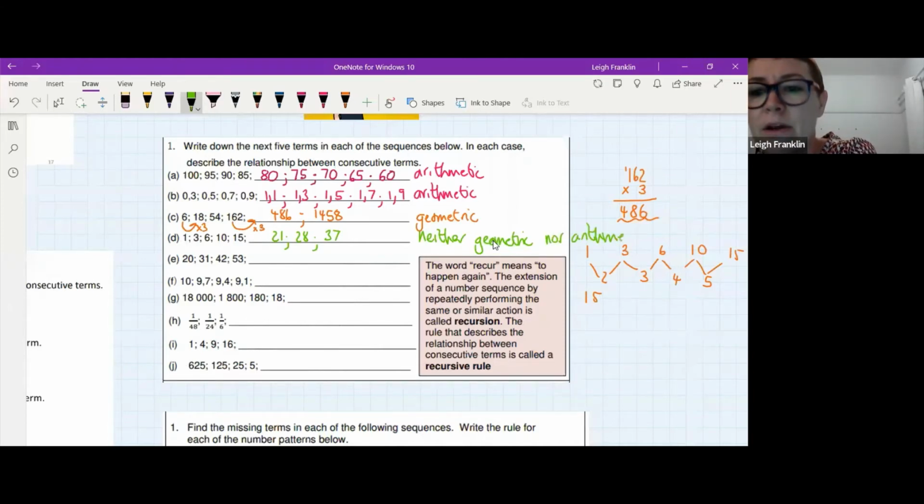But it's nice just to be able to talk about things like that. Okay, so it's neither geometric nor arithmetic because there is no constant difference and no constant ratio.